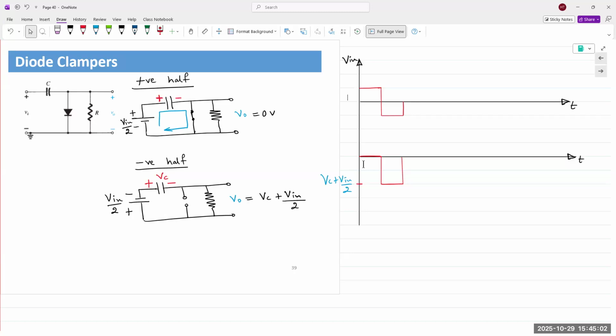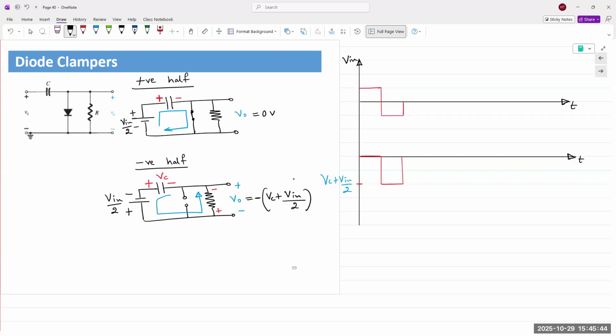So discharging occurs through the resistor. The discharge portion is now through the resistor. So V out will have a voltage like this. Actually, no. V out is measured like this, but the voltage drop created is like this. And so V out is minus VC plus V in over 2.